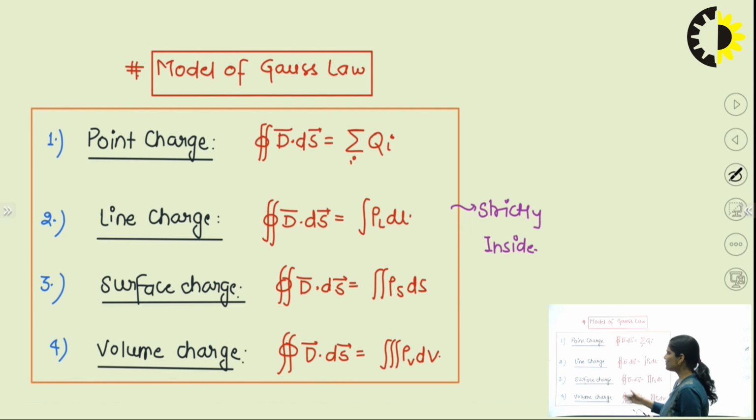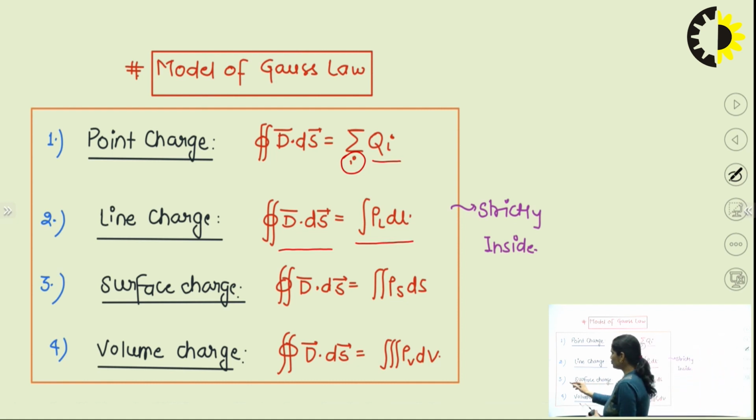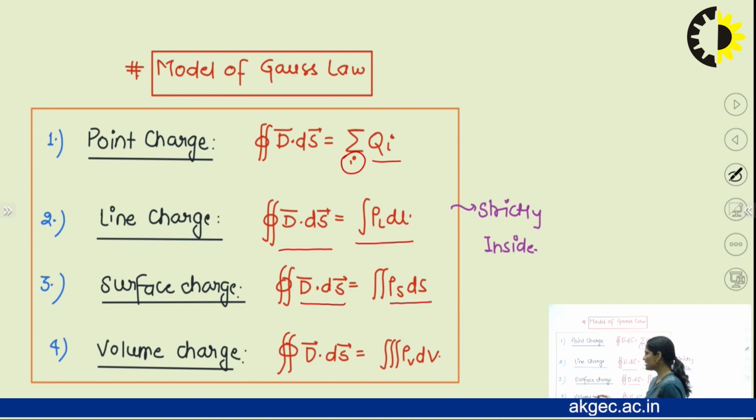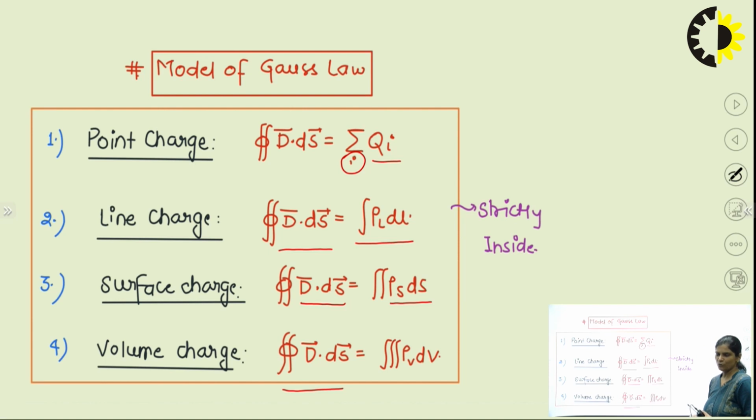Now the model of Gauss law. First is point charge. So this is closed integration D dot dS equal to the algebraic sum of charges, that is Q. Let us consider there are i charges inside the volume, so it is represented as Q i. So this is for the case of point charge. Now line charge: closed integration D dot dS is equal to integration rho l dl. Now the third case, surface charge: closed integration D dot dS is equal to double integration rho s dS. Now the fourth case is volume charge: closed integration D dot dS is equal to triple integration rho v dv. So all these four cases are inside the volume, or inside the surface, or inside the line charge.